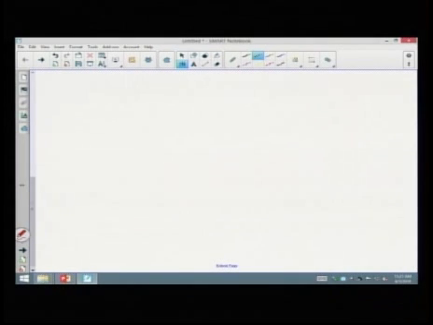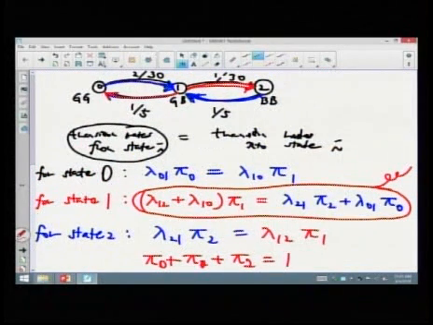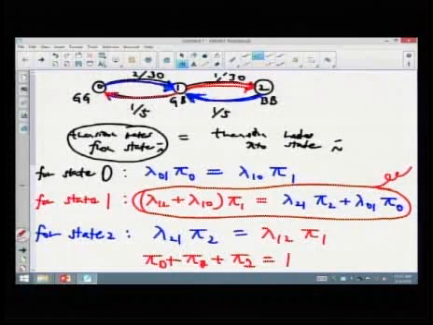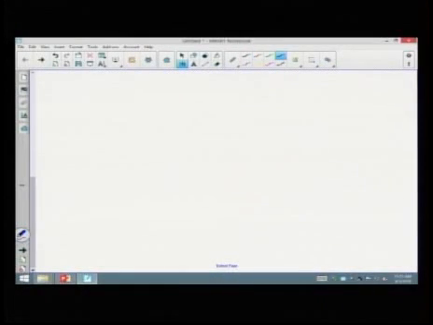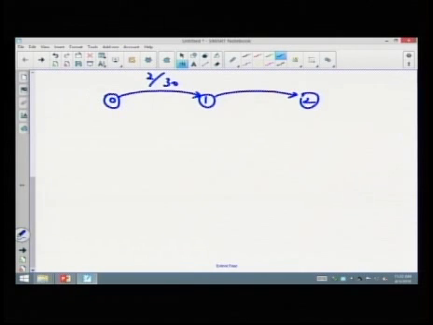And how do you construct lambda, matrix lambda, based on this transition diagram? So again, let me redraw the transition diagram. So we have states 0, 1, 2, with rates 2 over 30, 1 over 30, and then 1 over 5, 1 over 5, okay.